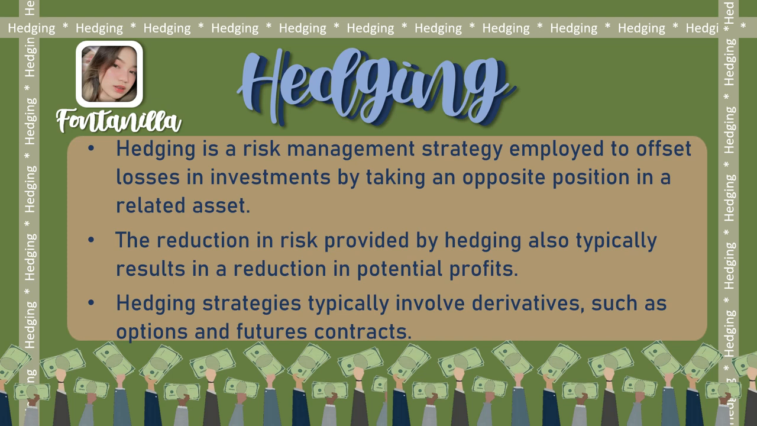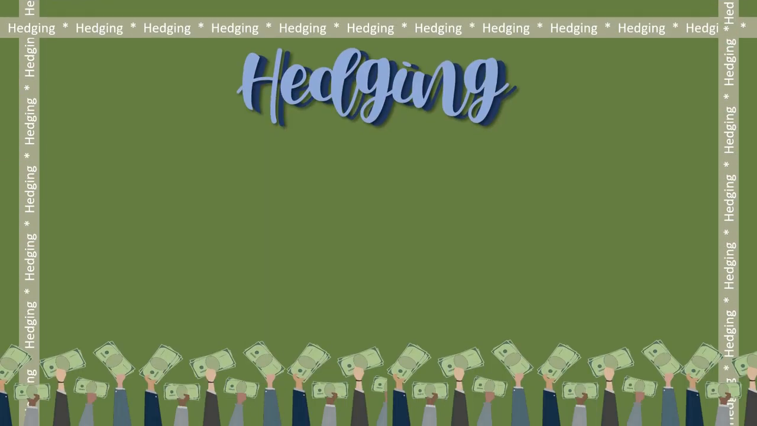It's a popular practice, some funds known as hedge funds. Hedging strategies typically involve derivatives such as options and futures contracts. With derivatives, you can develop a trading strategy where a loss in one investment is offset by a gain in a derivative.